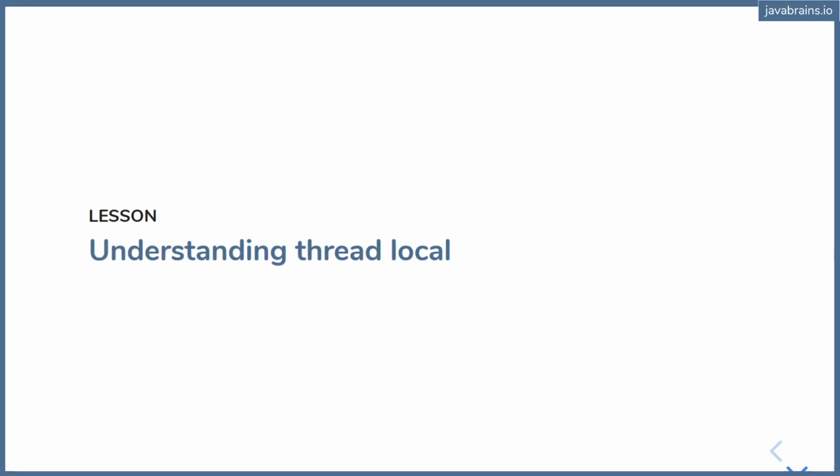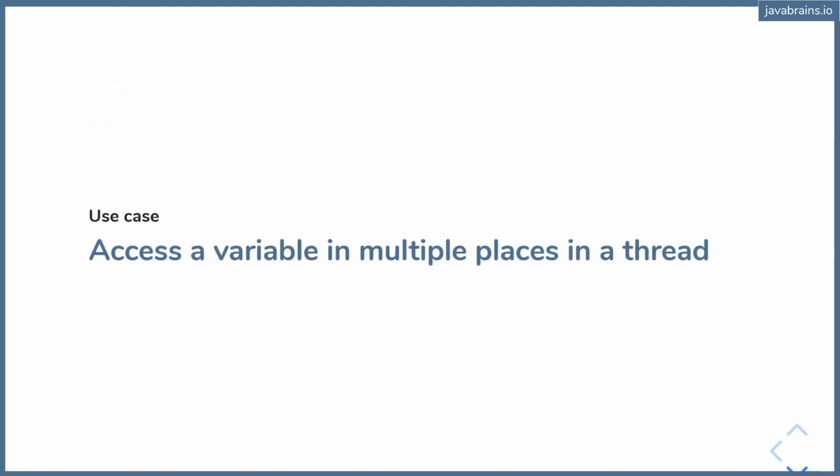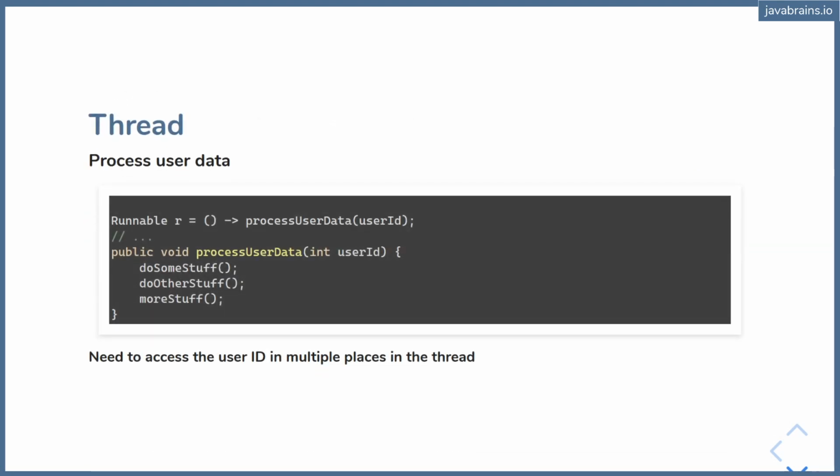Java has this feature for managing data that's local to a thread, a concept called ThreadLocal. Here's the motivation for this feature. Let's say you want to access a value or a variable in multiple places in a thread. You have your runnable, which has a run method, which calls another method, which calls another method, and so on. So let's say this is your use case.